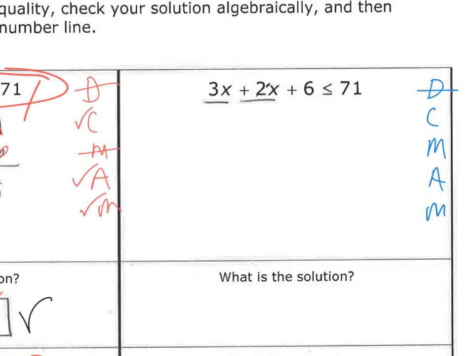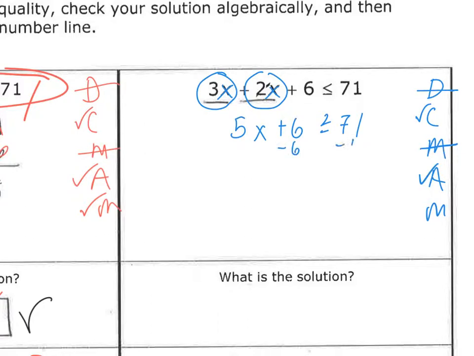No distribution. I do have combined like terms. So I know that these are the same because they both have an x at the end. So I have, not 3x, my apologies, I'm going to say 5x plus 6 is less than or equal to 71. I don't have to move the variable. I do need to add or subtract. So I'm going to subtract 6 from both sides.